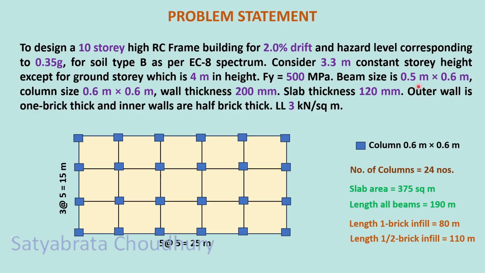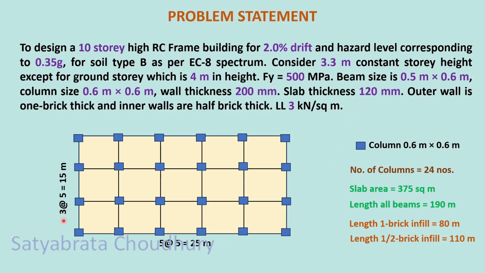Size of beam is 0.5 by 0.6 meter. Size of column is 0.6 by 0.6 meter. Wall thickness is 200 millimeter. Slab thickness is 120 millimeter. Outer wall is 1 brick thick and inner wall is half brick. Live load is 3 kN per square meter.